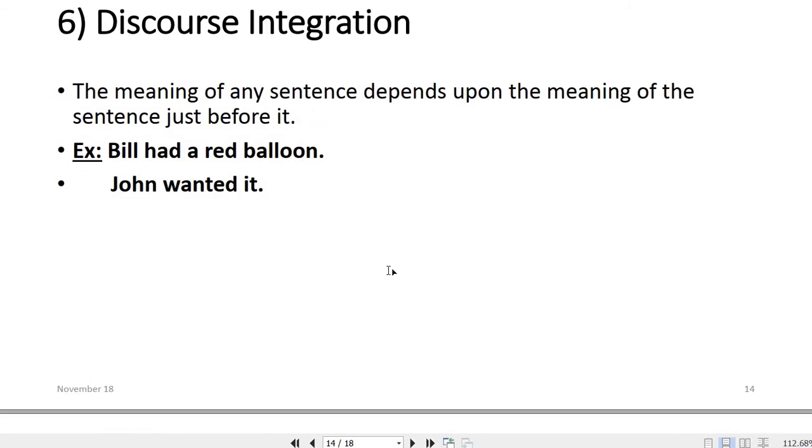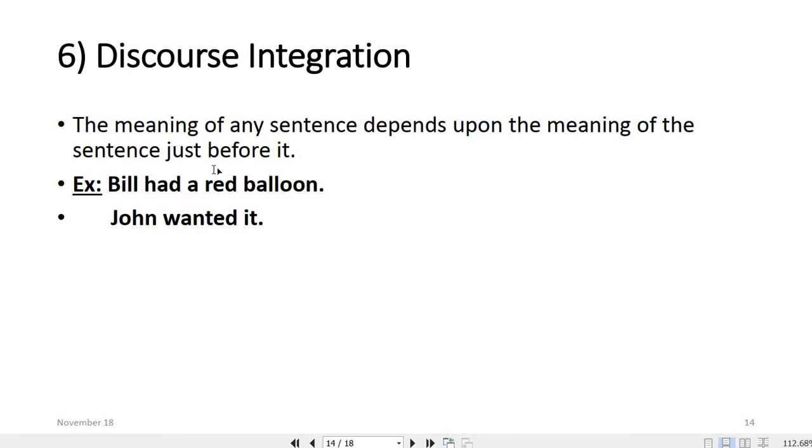Okay. And lastly, the sixth step is discourse integration. The meaning of any sentence depends upon the meaning of the sentence just before it. For example, Bill had a red balloon, John wanted it. So in this sentence, we know John wants a red balloon. So discourse integration. We usually have, in a paragraph, for example in a Twitter post, more than one sentence, and the sentences are related to each other.